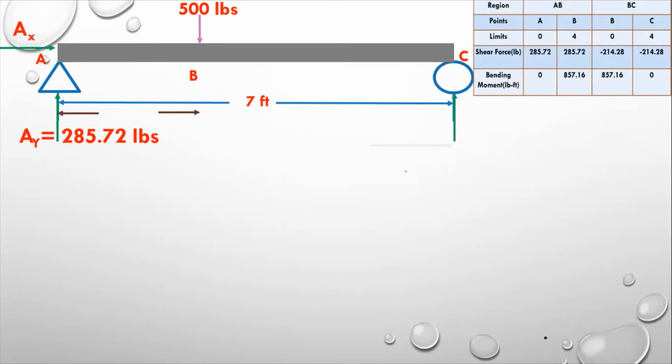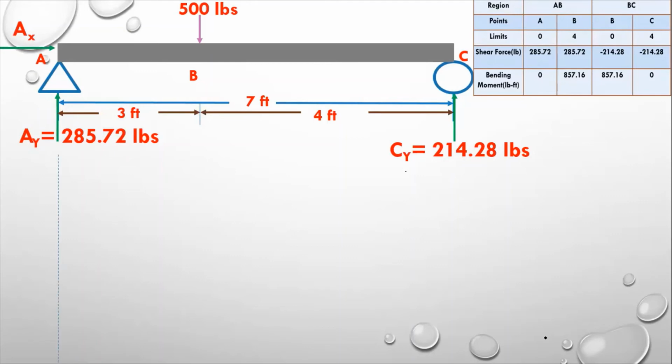Then I am writing the values of lengths, however the length is distributed, 3 feet. And then CY was coming out to be 214.28 pounds. So this is the way to calculate or write down the values. We have to draw the beam over here, a simply supported beam. Now we drop down the offset from points A, B, and C. So this is the line you can see from point A, then point B, then you can see the line from point C.